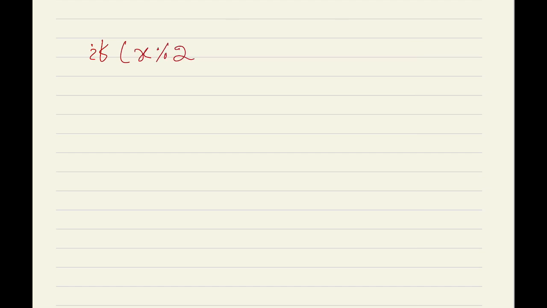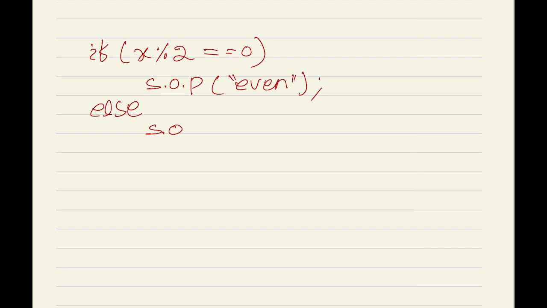So we can write, if the number is x, x modular division 2 equal to 0, then we can write system.out.print the number is even, or simply we are writing even. Else, that means if x modular division 2 equal to 1, we can print system.out.print odd.